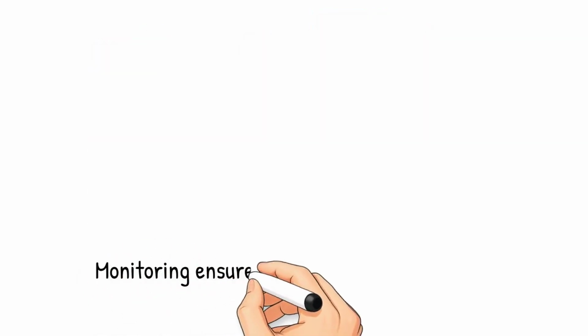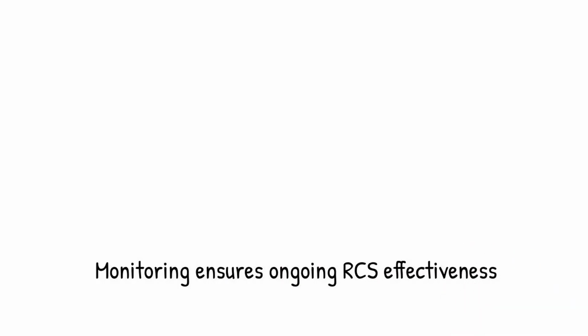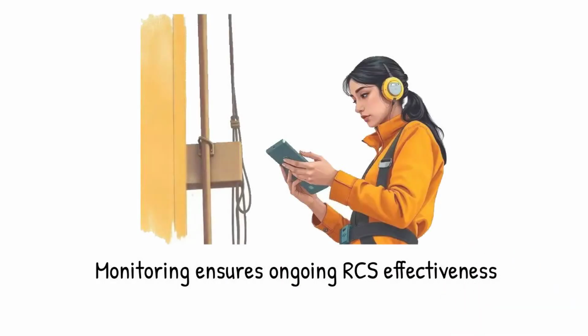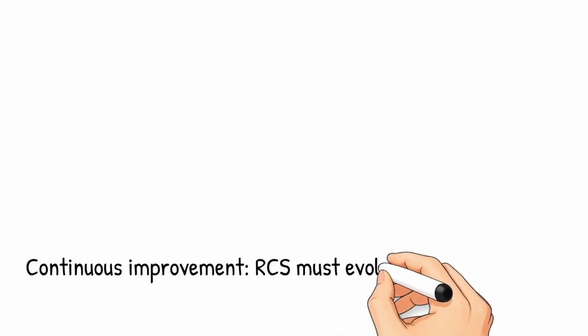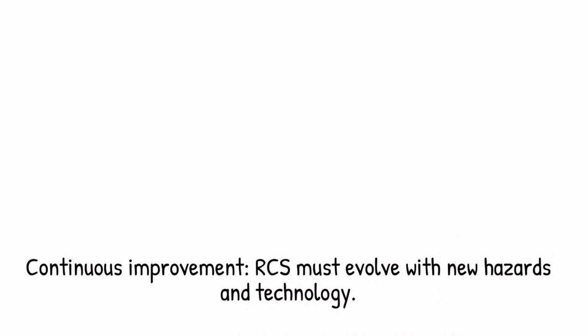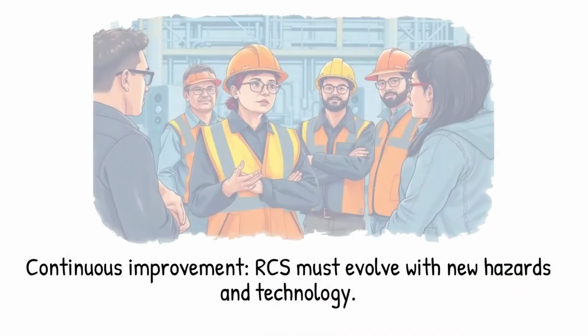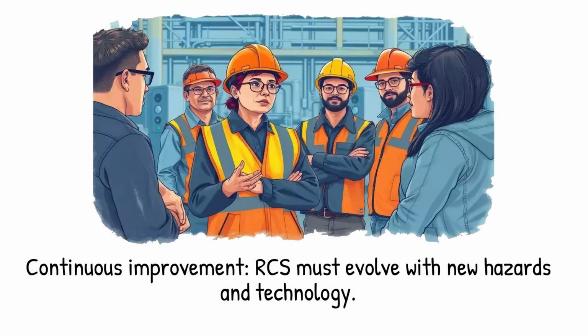The fourth step is monitoring. Controls must be checked regularly. If an RCS requires daily inspection of fall protection equipment, that inspection must happen. Monitoring ensures controls remain effective over time. The fifth step is continuous improvement. RCS is not static. As new hazards emerge or technology evolves, standards must be updated. This keeps the system relevant and effective.